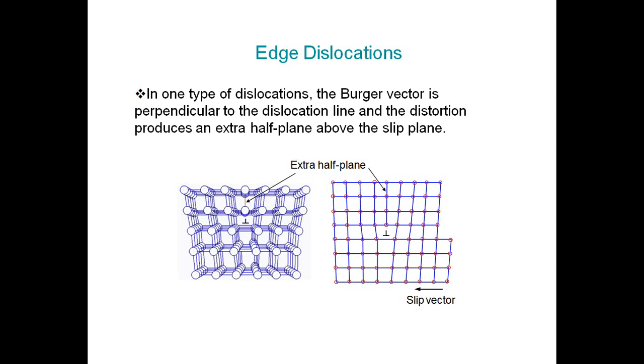Suppose the insertion of the extra plane of atoms is on the lower side of the defect, then we represent it as the negative dislocation. The negative dislocation we represent with a reverse T. The normal T symbol is for the positive one, right? So with that we are going to represent it, and the negative is the reverse of this.